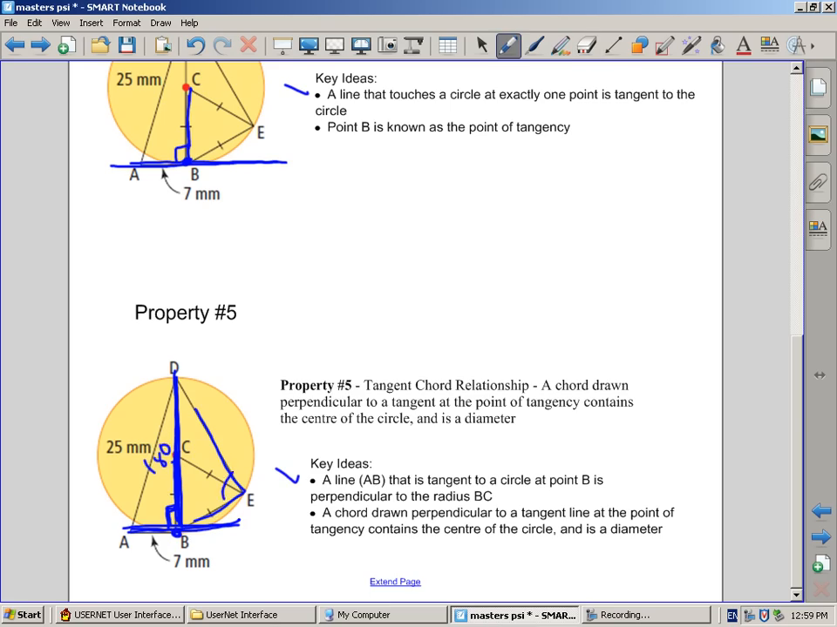And that means that our inscribed angle is half of that distance, which is going to be 90 degrees.